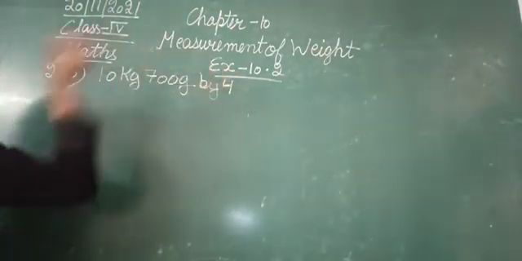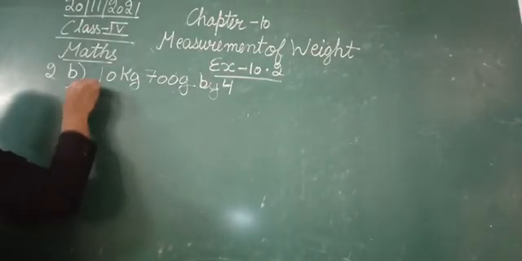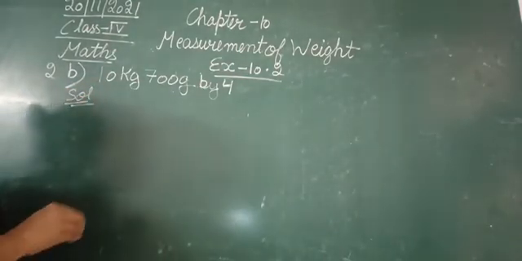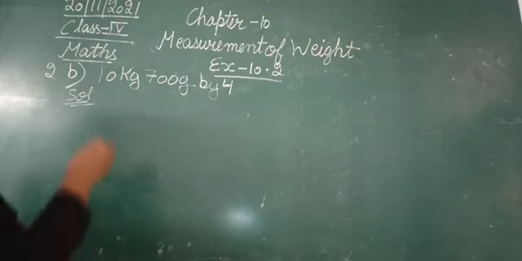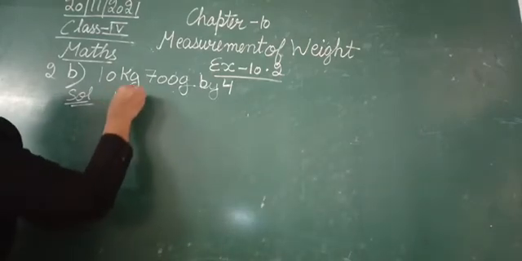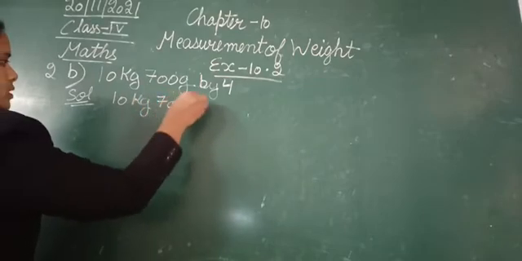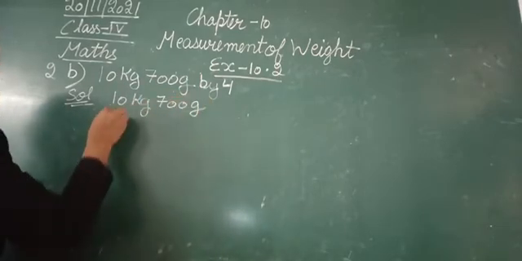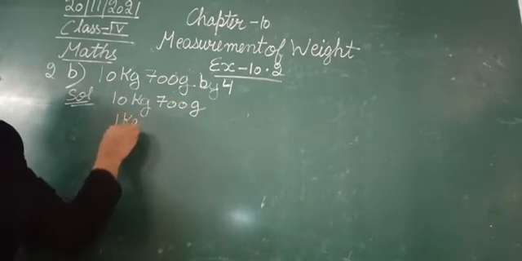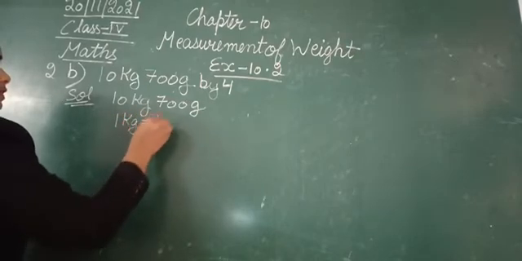So again, first of all, we need to convert it. So from here, I am starting the solution. 10 kg 700 gram. So first of all, let's convert. 1 kg is equal to 1000 grams.